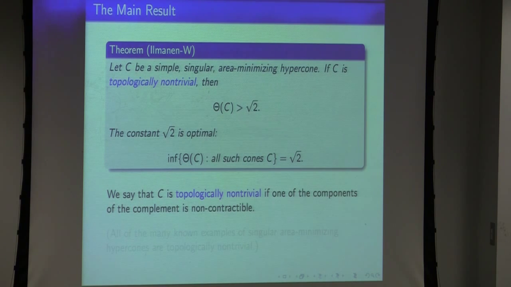Okay, and the definition here of topologically non-trivial is that such cones always divide the ambient Euclidean space into two components. And so for us, topologically non-trivial means at least one of those components is non-contractible. I just mentioned that there are now many, many known examples of singular area minimizing hypercones. Of course, one way you could answer this question is if you could classify all the cones and just see which one in your classification has the least density. But such a classification is probably hopeless. It's probably totally impossible. But still, people have constructed many examples of singular area minimizing hypercones, and all the known examples are topologically non-trivial.